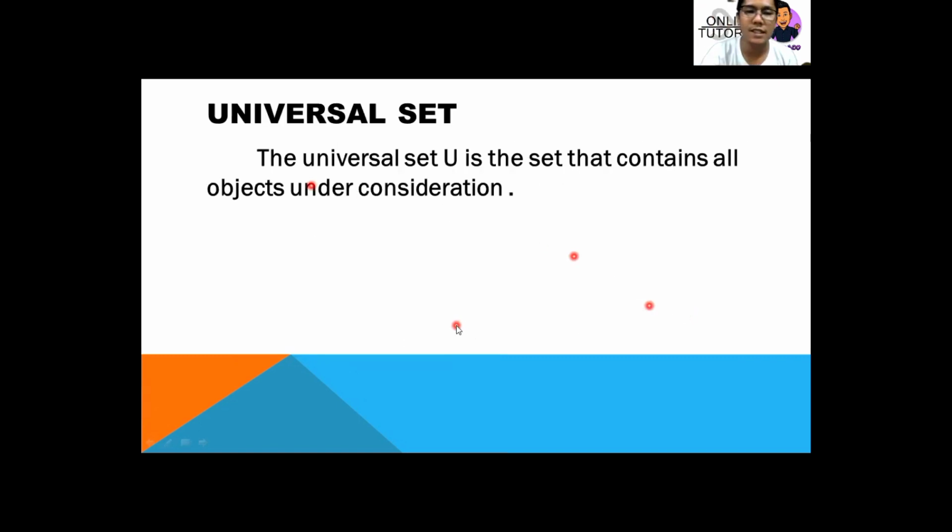Next is the universal set. The universal set U is the set that contains all objects under consideration. For example, if we have a set of school supplies and a set of gadgets, we could have the universal set as the objects.